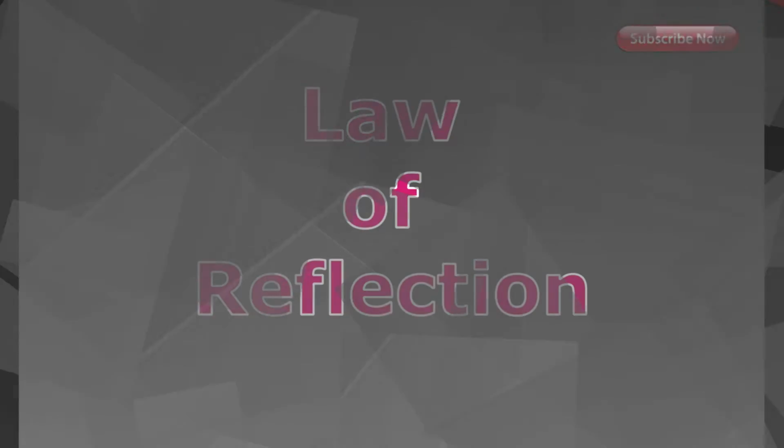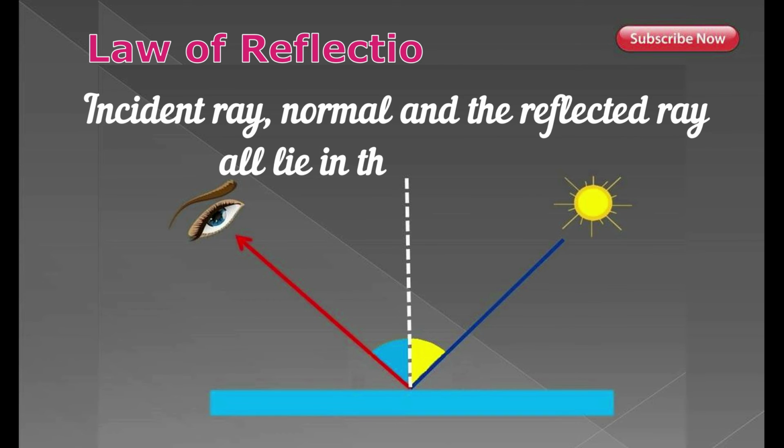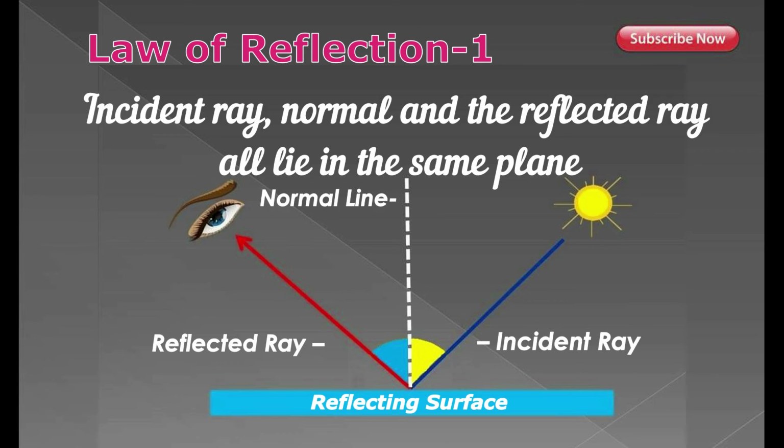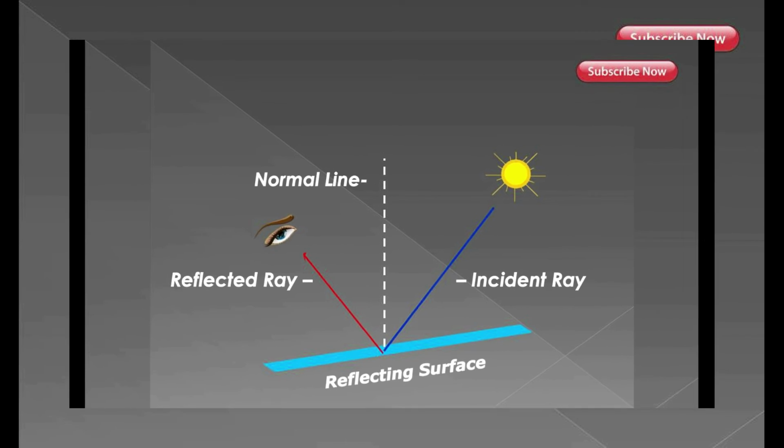This is about the law of reflection. First law: the incident ray, normal, and the reflected ray all lie in the same plane, as you can see in the figure. As you can see in the pictures, the reflected ray is not in the same plane as the normal and the incident ray. So, this violates the first law of reflection. This type of reflected ray is not possible at all.